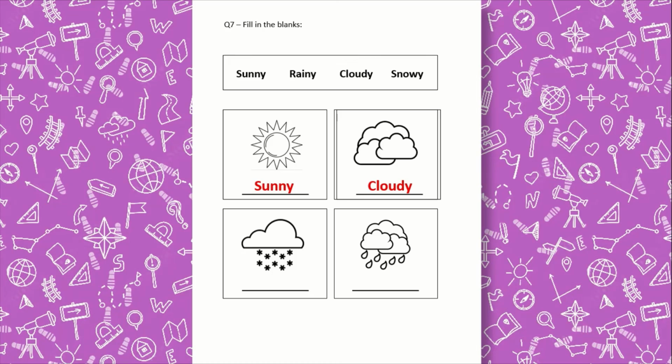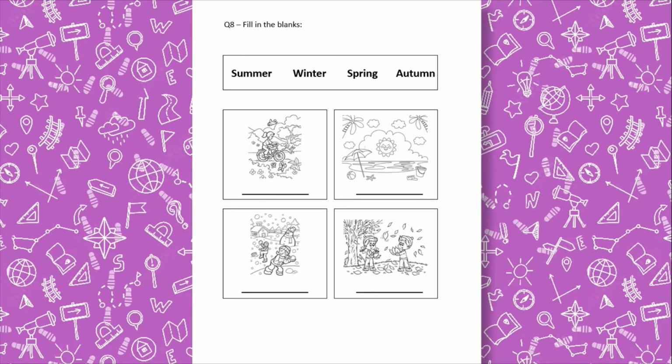Cloudy. Next, I can see snow coming out of the cloud. Which word is correct? Sunny, rainy, cloudy, or snowy? Snowy. It starts with an S and then N-O-W-Y. Snowy. Next, I can see clouds with rain. Rain. So it's the word that starts with an R. Rainy. Next, let's put the right word in the right season.